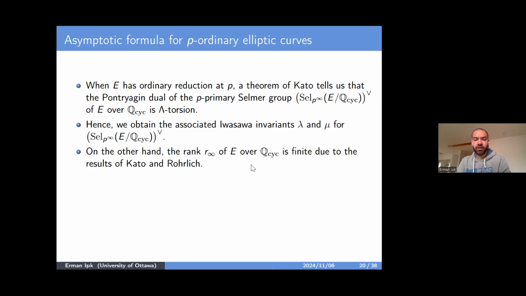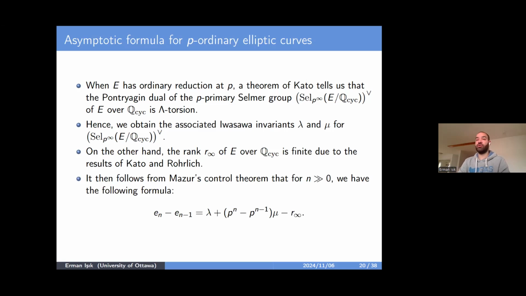Also, Kato and Rohrlich proved that the rank of the elliptic curve over the Z_p extension is finite. Also, Mazur proved the control theorem. So we also have the elevator that allows us to move from the infinite section to finite layers. And it turns out that all this information gives us the following formula. So the difference between the sizes can be written in terms of Iwasawa invariants and the rank of this elliptic curve over the Z_p extension.